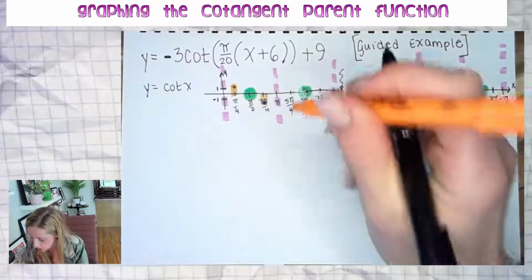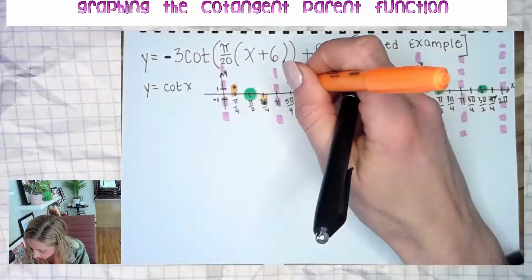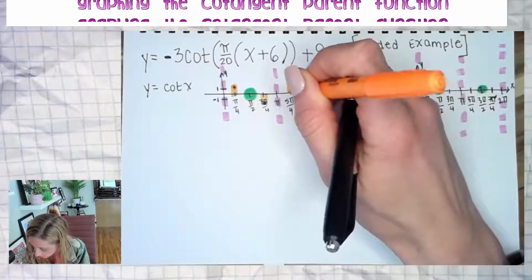That's the big change. So here, this second piece is going to be the same, up 1 unit and down 1 unit.